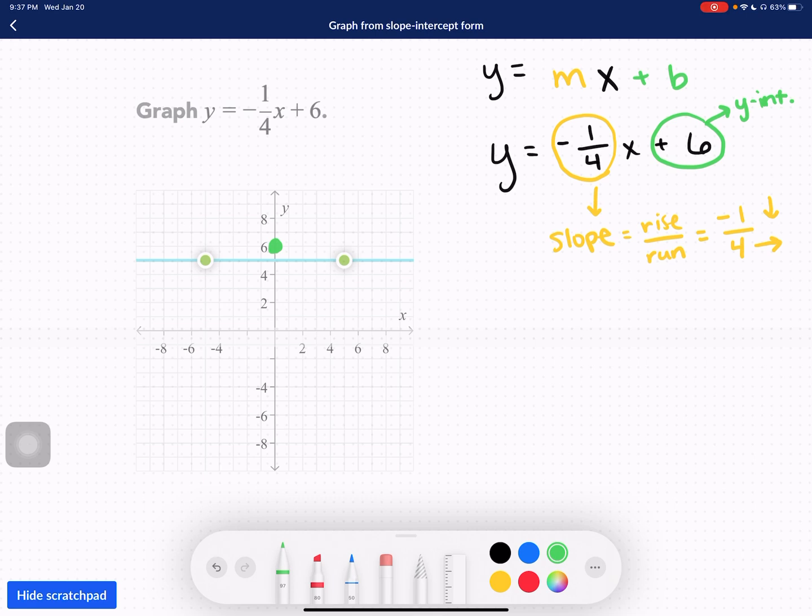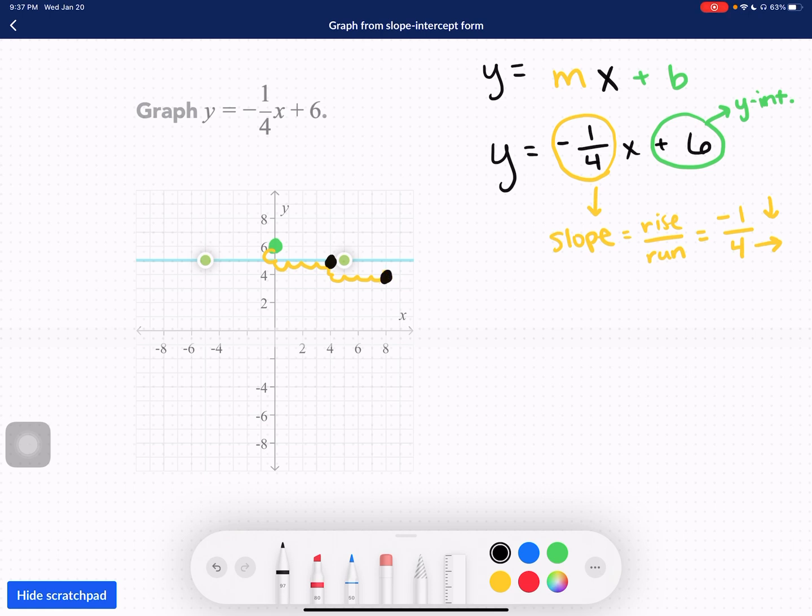Then you can start to use that slope to see where your next point is going to be. If I wanted to draw a slope triangle, I need to go down 1 and to the right 1, 2, 3, 4. So there's a point there, and I can keep doing that. Go down 1, to the right 1, 2, 3, 4. There's my next point. So now you can start to see where your line can go.